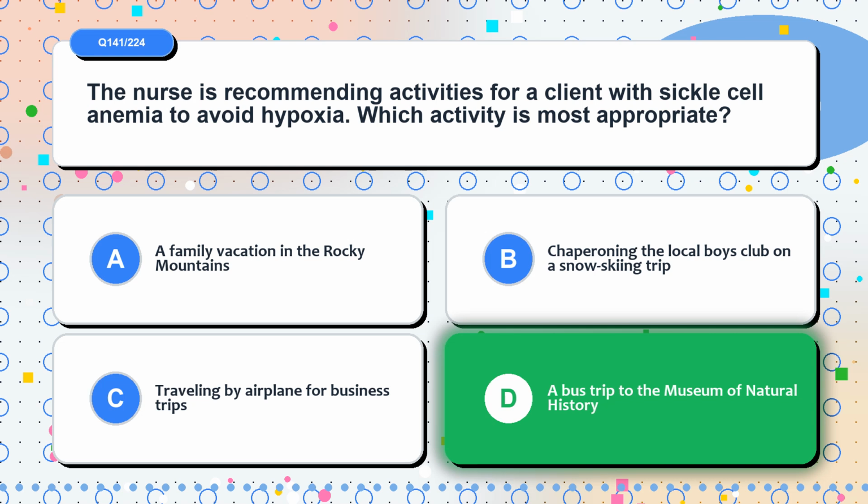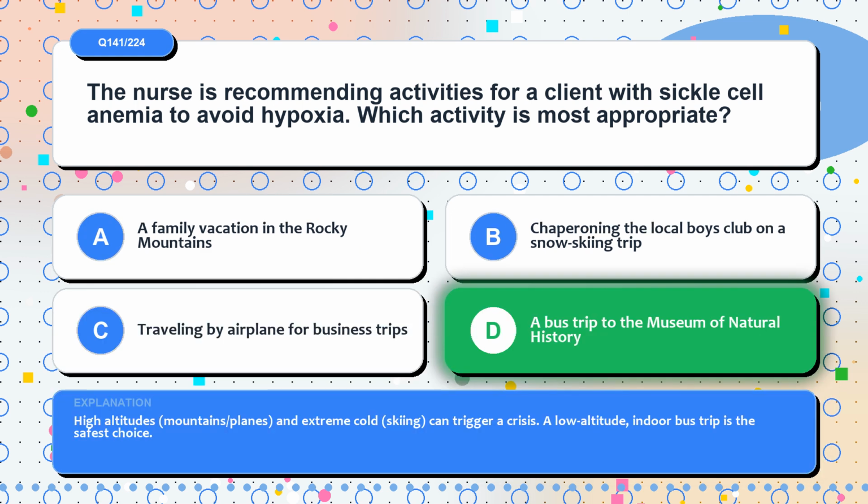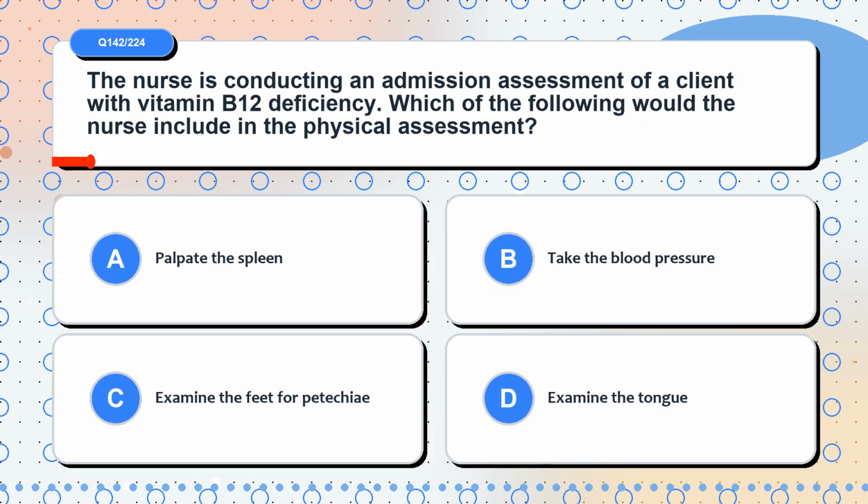The correct answer is option D, a bus trip to the Museum of Natural History. High altitudes, mountains, plains, and extreme cold skiing can trigger a crisis. A low altitude, indoor bus trip is the safest choice. Question 142. The nurse is conducting an admission assessment of a client with vitamin B12 deficiency.